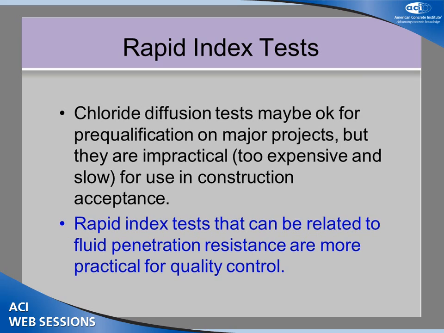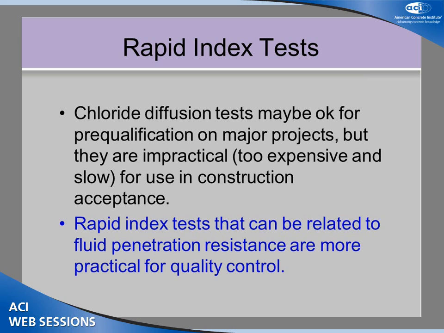And we need rapid methods. I mention this because a number of high-profile 100-year service life projects have used chloride bulk diffusion testing for pre-qualification on projects, but then some of them have tried to use similar testing for construction acceptance. And it's just inappropriate to have a test method that takes you almost 6 months to complete as an acceptance test on construction.